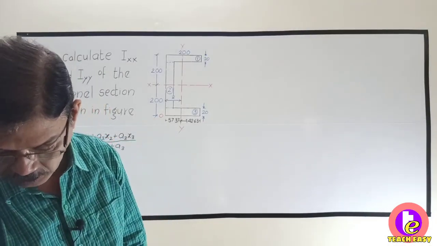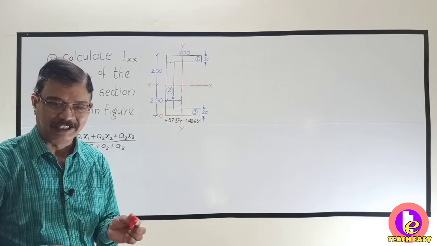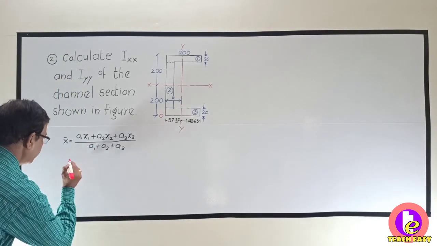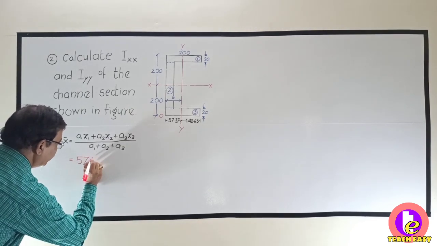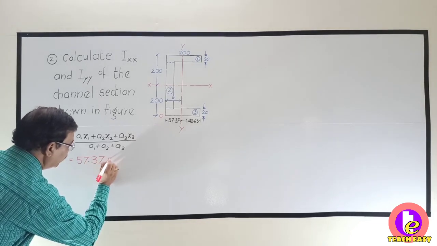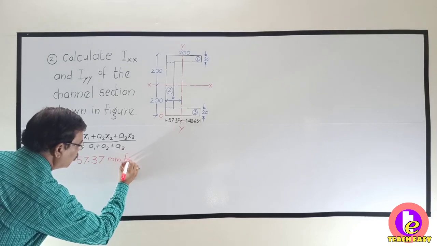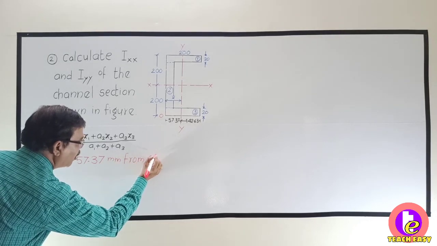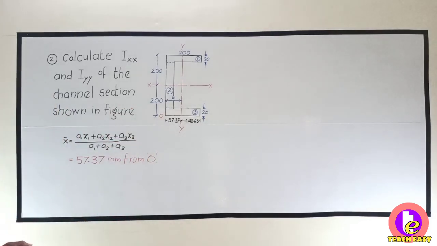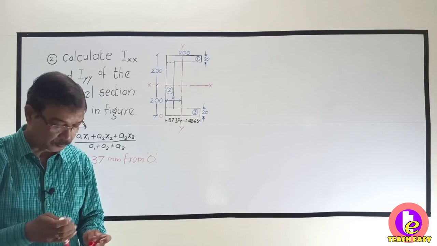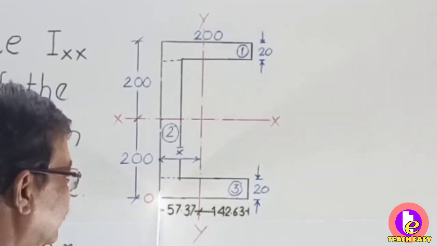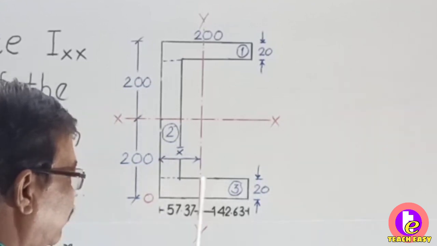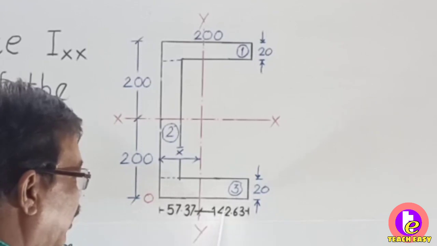So by substituting all these values, you will get the value of x bar as 57.37. I am giving you the answer, please try it at home. 57.37 mm from O. This is the answer. Okay. So look here. This is x bar. So what is this? 57.37 mm. What is the remaining distance? Remaining distance is this total distance 200 minus 57.37, which comes out to be 142.63.